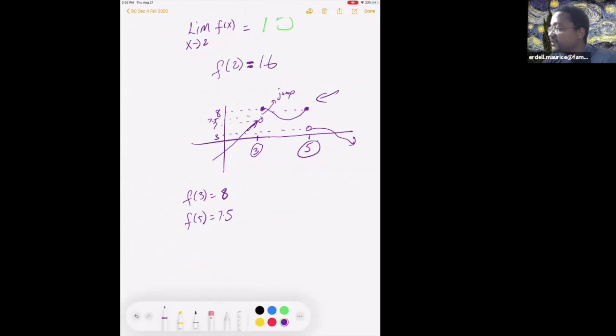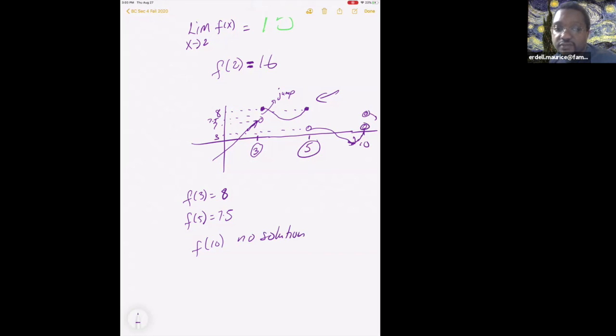So if I make my graph go a little bit longer, and I get to this point right here and I have an open circle, and I have another open circle and it continues, let's say that number right here is 10. F of 10 will be no solution, because there's an open circle at each end. Open circle means there is no answer. Since there is no answer anywhere, the graph has no solution at that point. Okay?